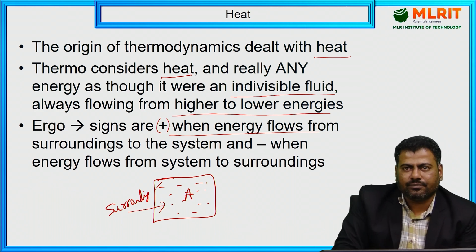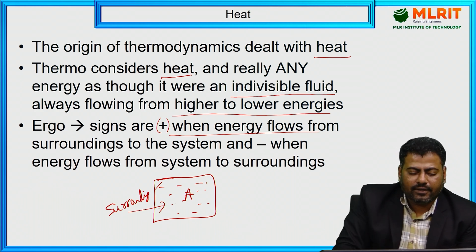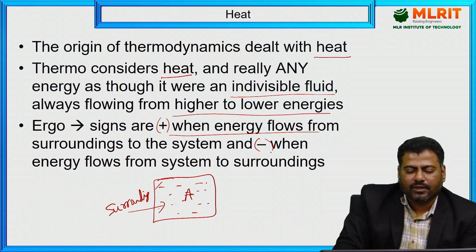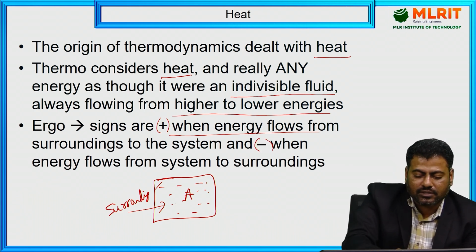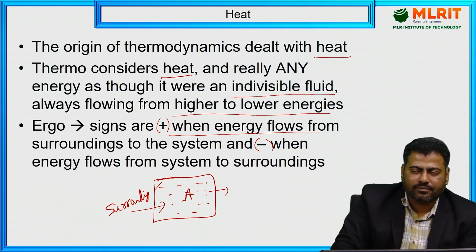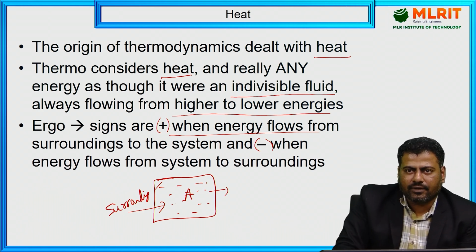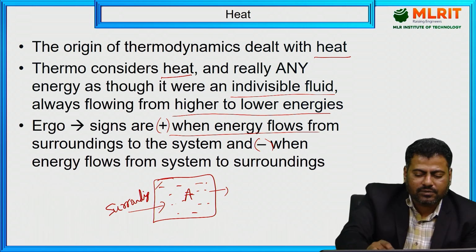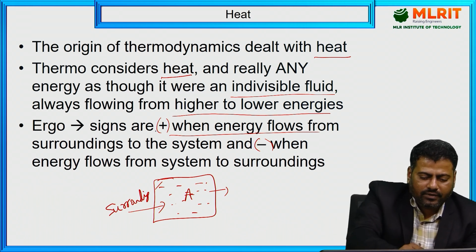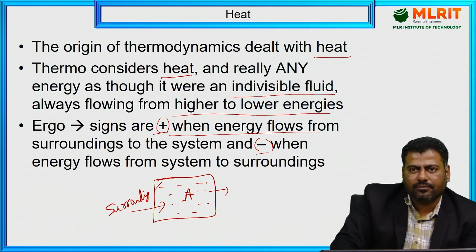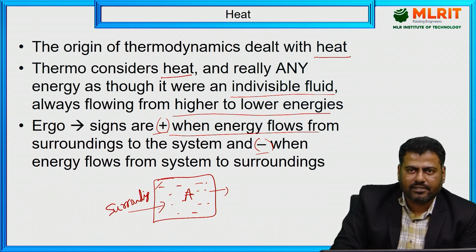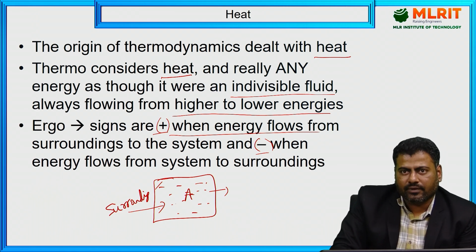So if the heat transfer takes place from the surroundings to the system, then I consider it positive, right? And if it is in the vice versa, reverse manner, then I consider it negative. So when the energy flows from the system to the surroundings, which means it loses some energy, that heat transfer from system to surroundings carries the negative sign. This is universal, right? For the calculation purpose, it is required, right?